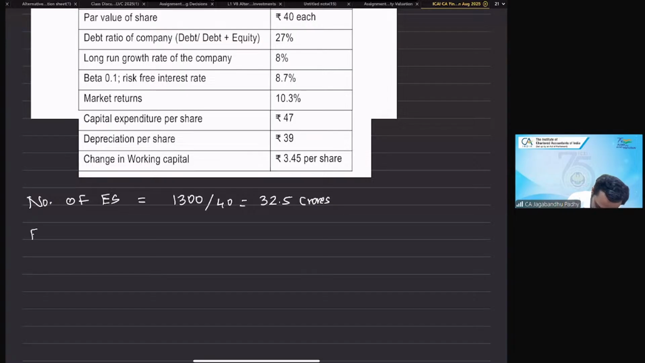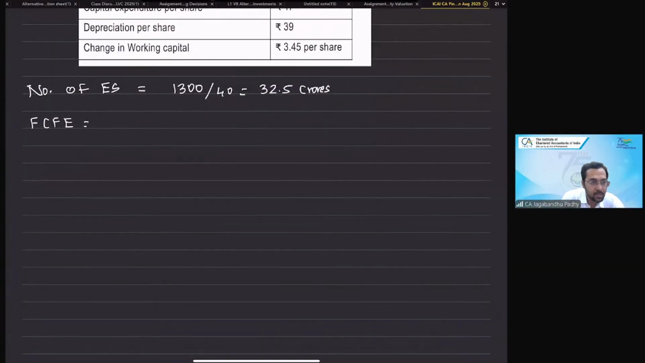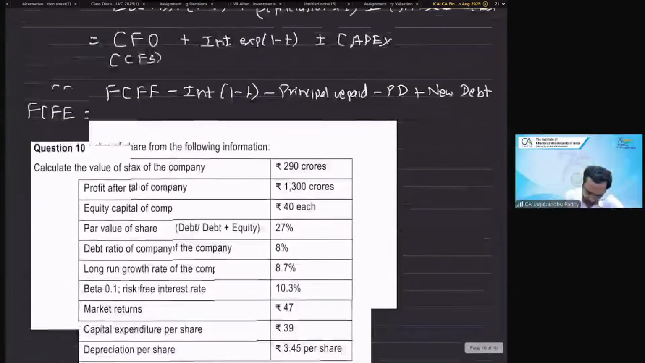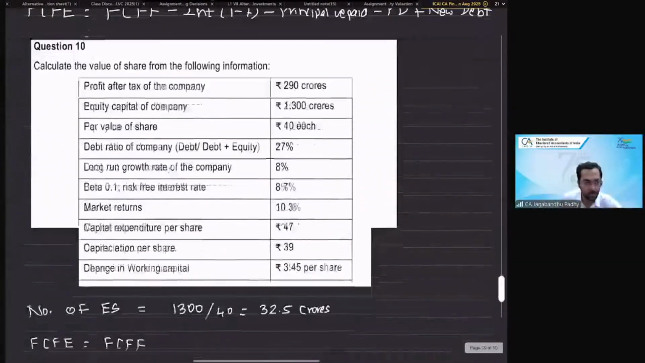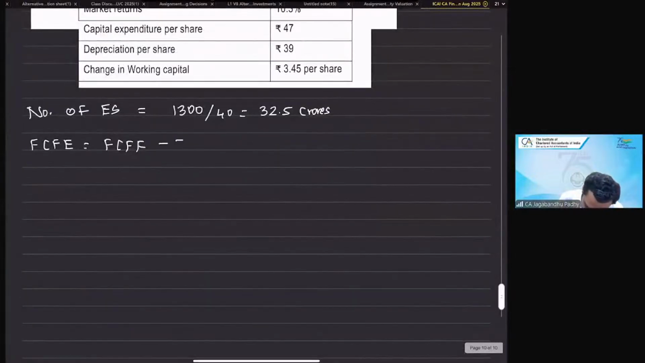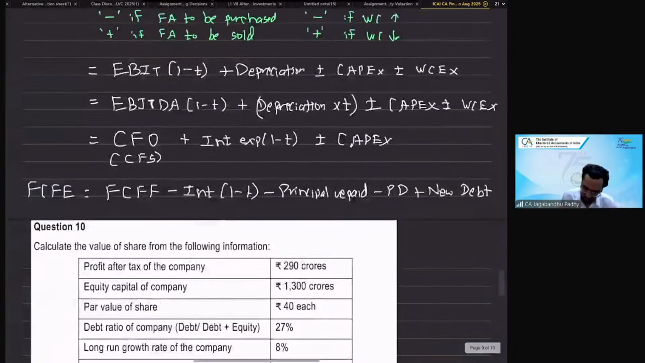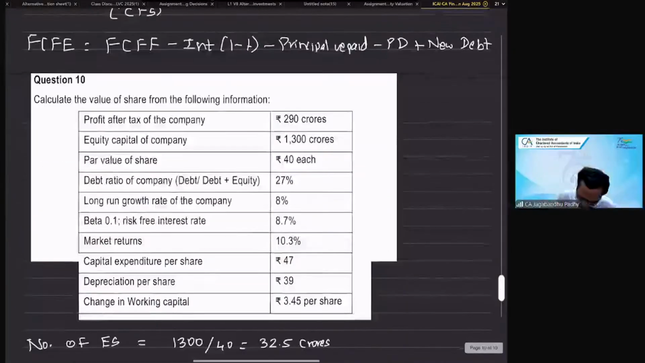Okay, then we have to calculate free cash flow for the equity. Okay, so to calculate free cash flow for the equity, we have seen that it's going to be FCFF, right? Free cash flow for the firm minus interest into 1 minus T, right? Minus interest into 1 minus T. Then you have less principal repaid.